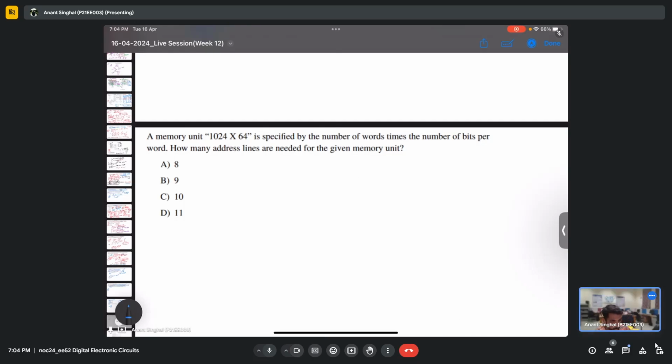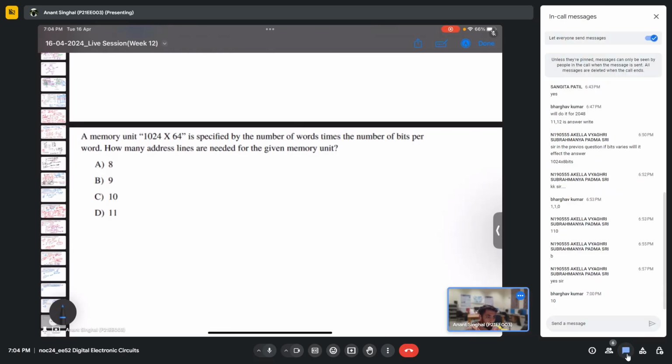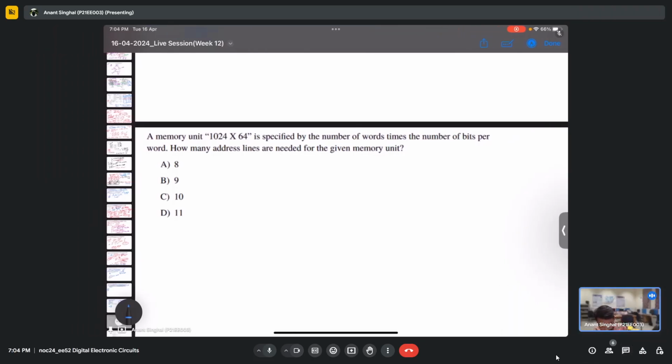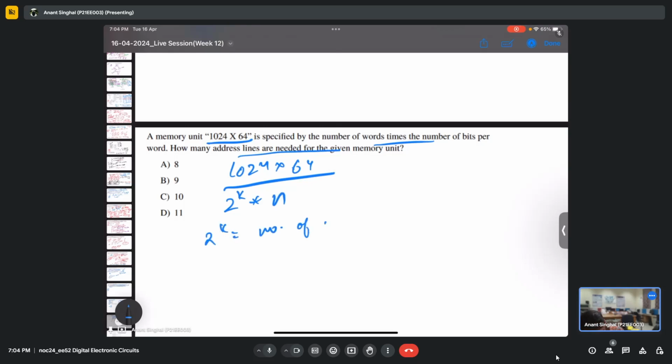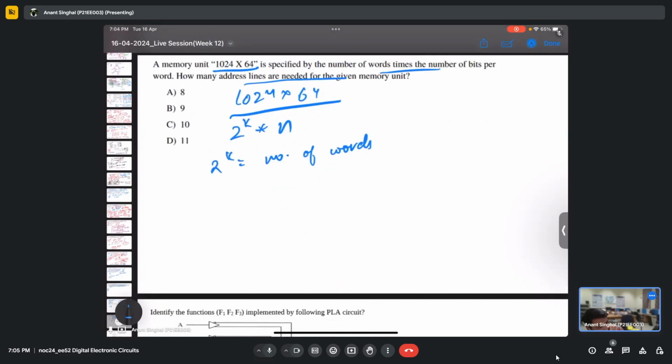So I guess I've got some answers. 10 is one answer. So we have this 1024 cross 64, the specified number of words times the number of bits. So how many address lines are needed? It is similar to 2 raised to k cross n, where 2 raised to k is the number of words, and n is the number of bits. And k is the number of address lines, which is asked in the question.